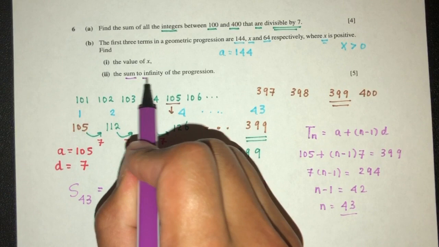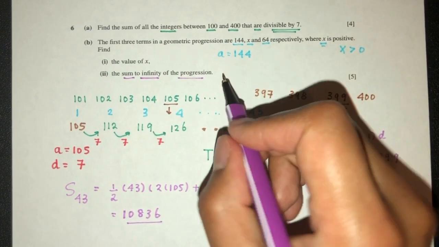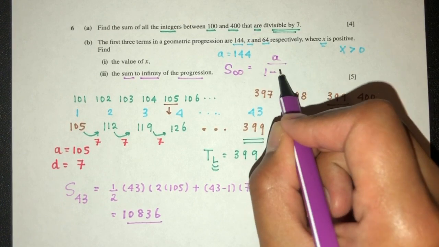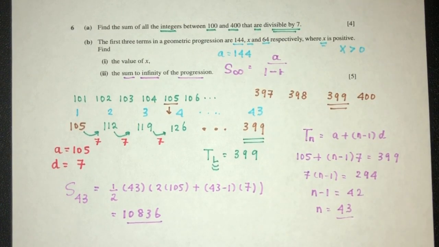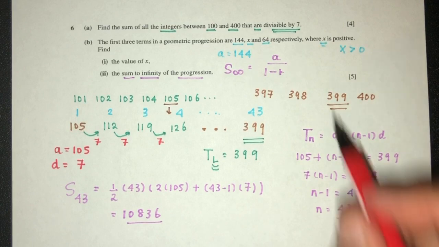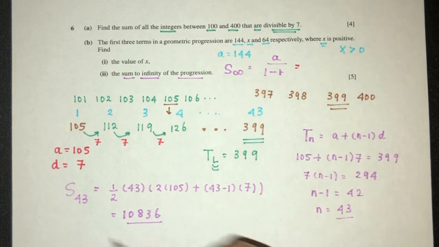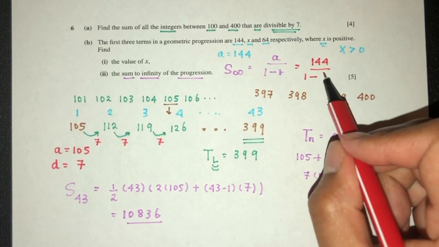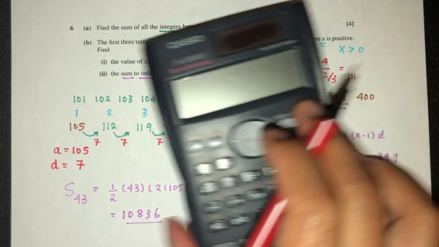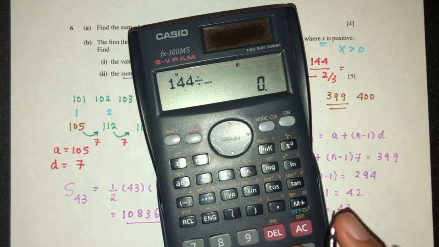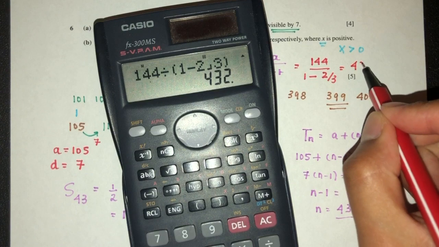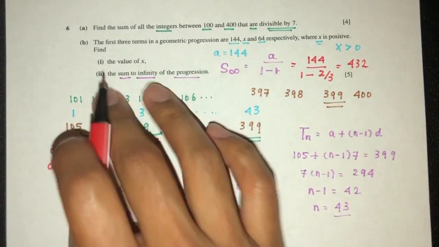Now let's move on. Part 2: we have to find the sum to infinity of the progression. The sum to infinity is a over 1 minus r. This is again a formula given to you as well; you don't need to memorize it, it will be in your list. Now a is the first term, 144, over 1 minus r, the common ratio. So 144 divided by 1 minus 2 over 3. That should be 432. This is part 2 of the question.